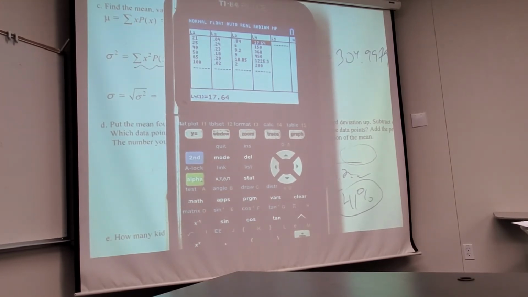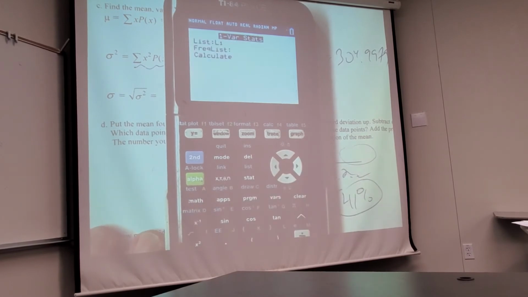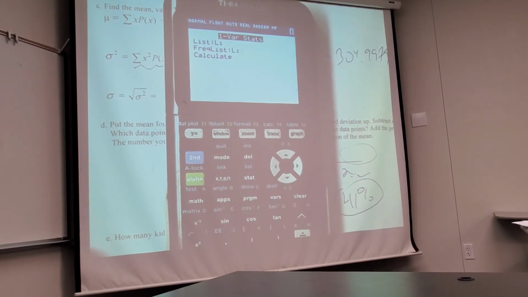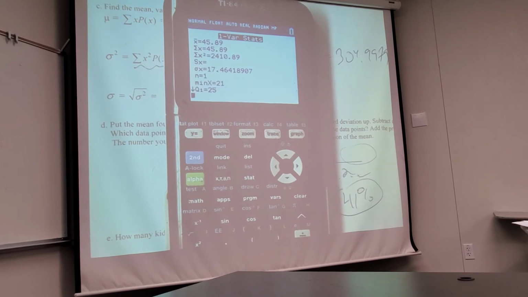I asked them one question, right? So that's one variable. I could do one variable statistics. Remember, that's the one that tells me all the answers I want? So if we do one variable stats, what do I do it on? L1 and L2. So I told you earlier, what are probabilities? Relative frequency. What's my frequency list? L2, that's where they are. Calculate, look at what I get. Does that look familiar?